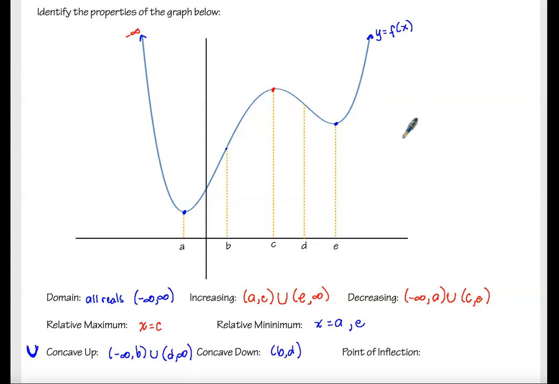Next, we want to find the point of inflection. Remember, a point of inflection is where the graph changes concavity, right? So from B to D, it's concave down, and there is a change in concavity at point D. So x equals D is a point of inflection. From D to infinity, it becomes concave up. So concave down to concave up, that change happens at x equals D.